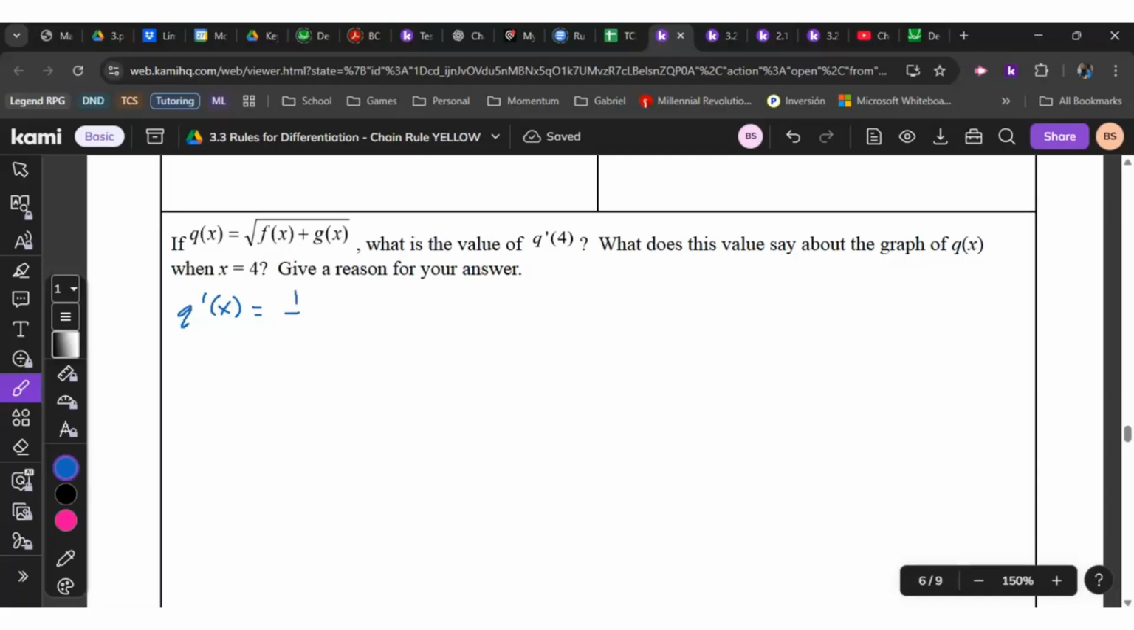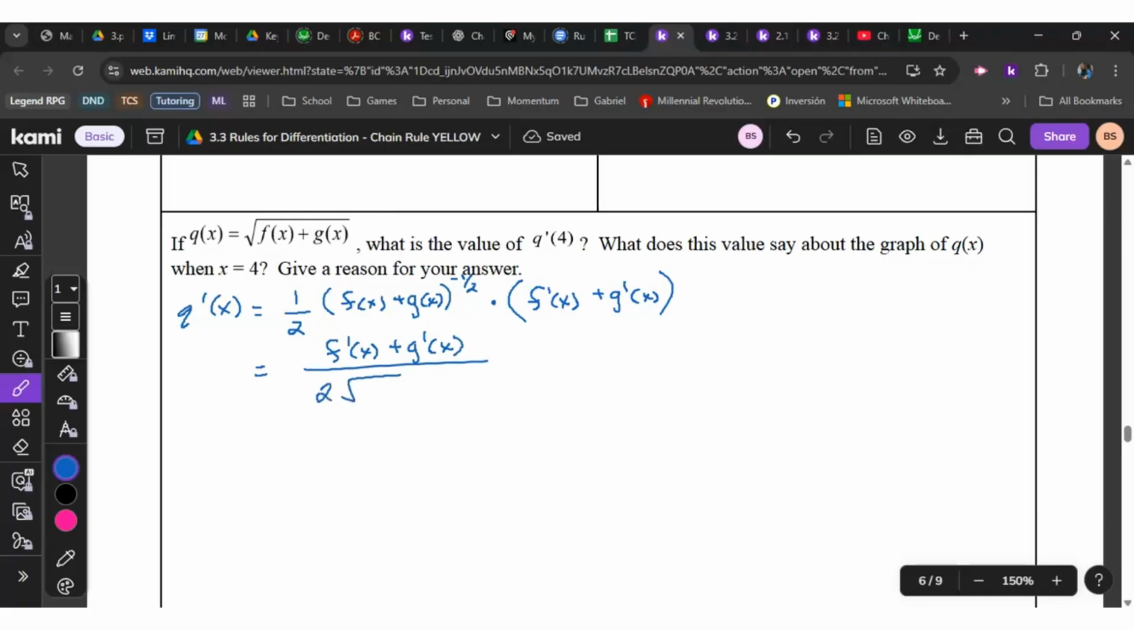So let's start out. It's going to be 1/2 times f of x plus g of x to the power of negative 1/2. This one's going to take a little bit of rearranging anyway. So times the derivative of the inside, which is just f prime of x plus g prime of x. So let's put that all together. That's going to be f prime of x plus g prime of x over 2 times the square root of f of x plus g of x. So there's our cleaned up derivative.